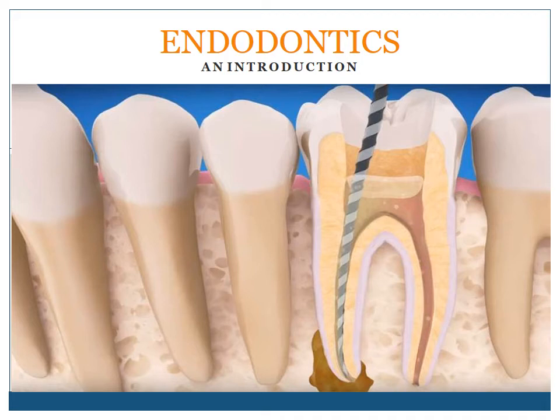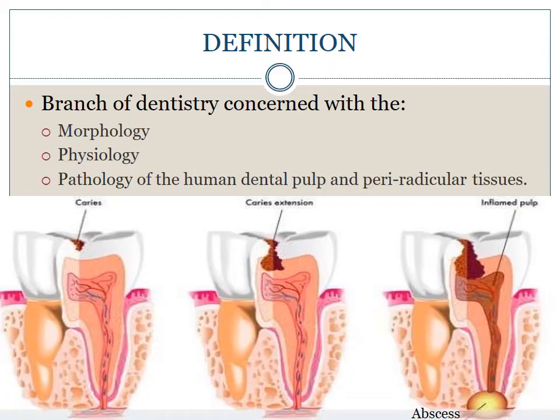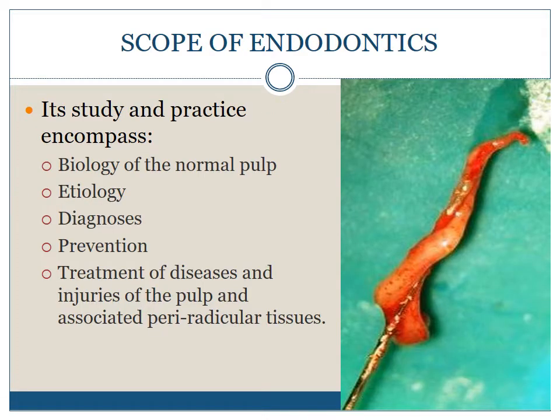Today's topic is an introduction to endodontics. By definition, endodontics is the branch of dentistry concerned with the morphology, physiology, and pathology of the human dental pulp and periradicular tissues. As far as the scope of endodontics is concerned, its study and practice encompasses the biology of the normal pulp, etiology, diagnosis, prevention, and treatment of diseases and injuries of the pulp and associated periradicular tissues.